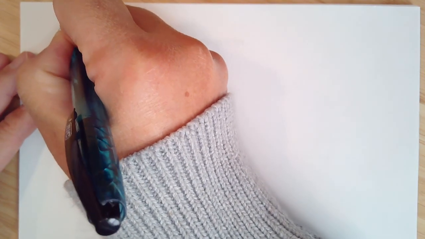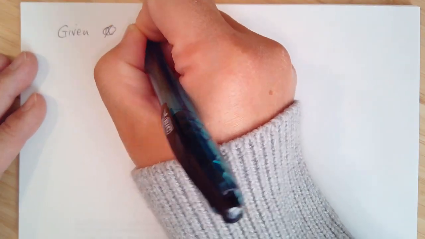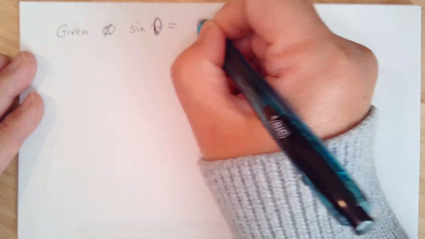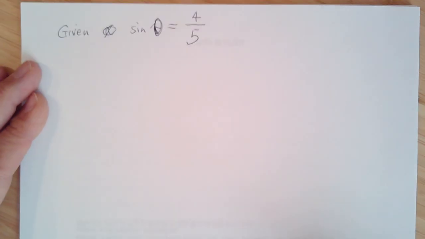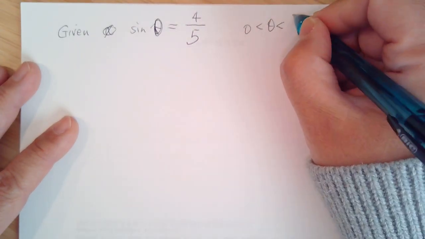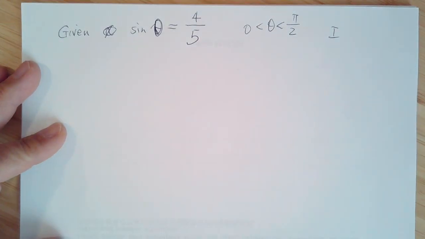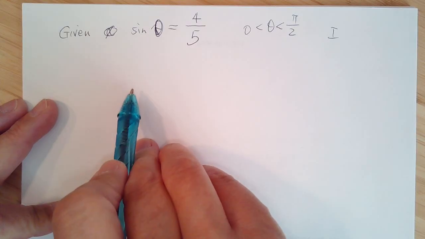Another example here. Given sine theta is 4 over 5, and also theta is between 0 and pi over 2, which means it's in quadrant number 1, so it's an acute angle. Can you find the other 5?